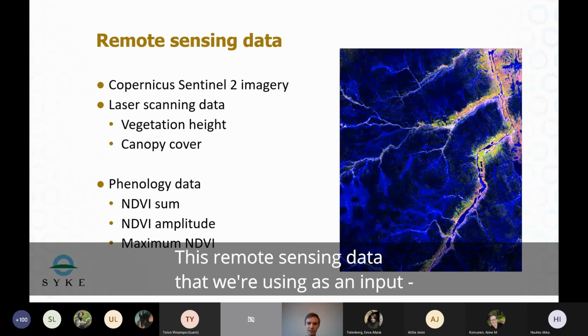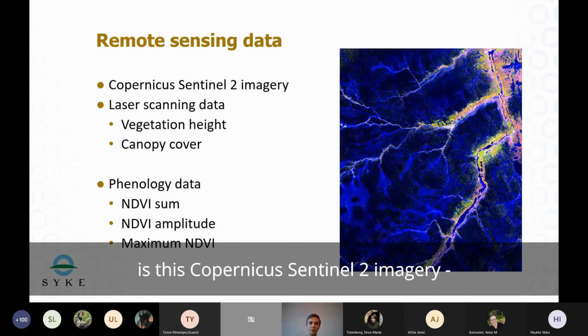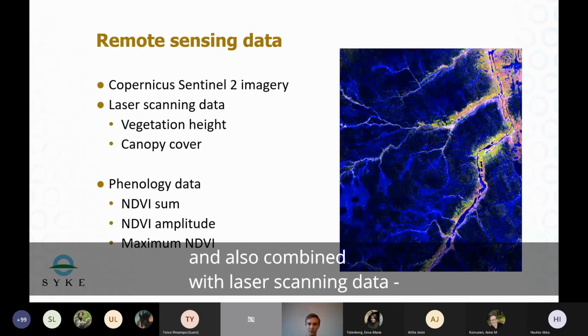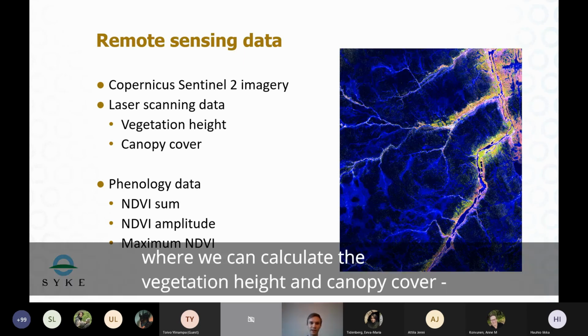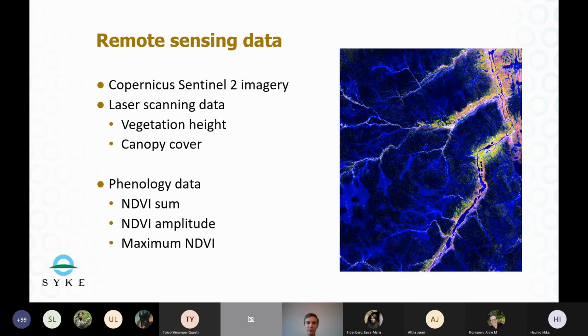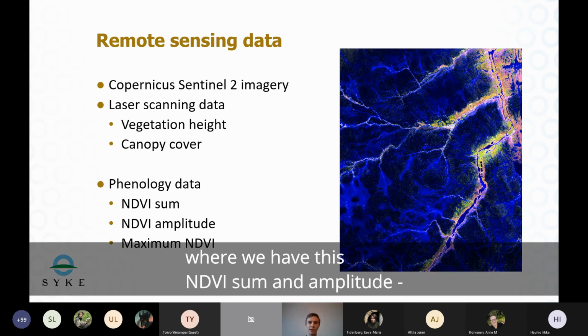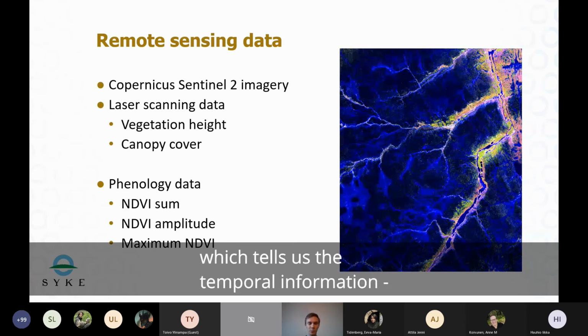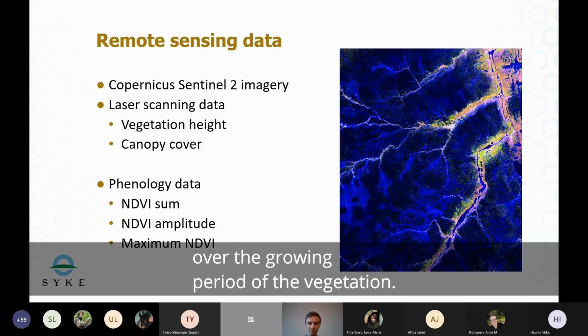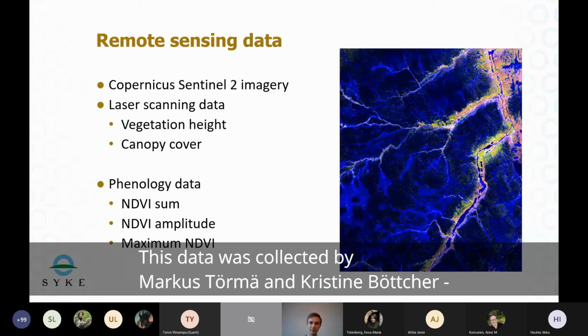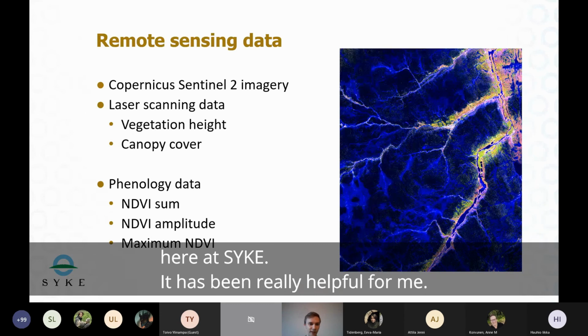The remote sensing data that we're using as input is Copernicus Sentinel-2 imagery, combined with laser scanning data where we can calculate the vegetation height and canopy cover, and also phenology data with NDVI sum, amplitude and maximum NDVI, which tells us the temporal information over the growing period of the vegetation. These data were collected by, for example, Markus Törmä and Kristin Böttner here at SYKE. These have been really helpful for me.